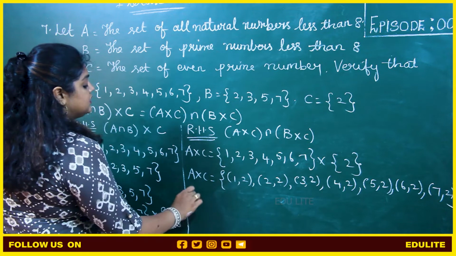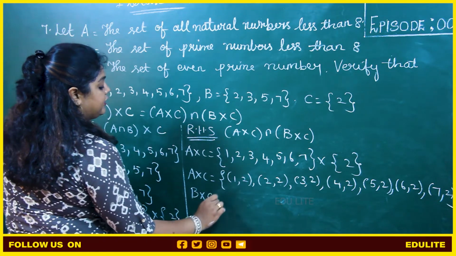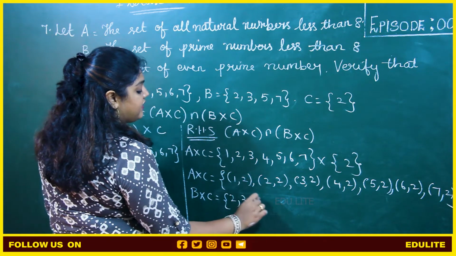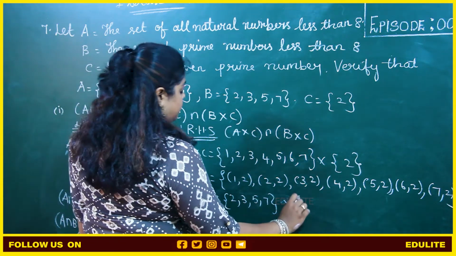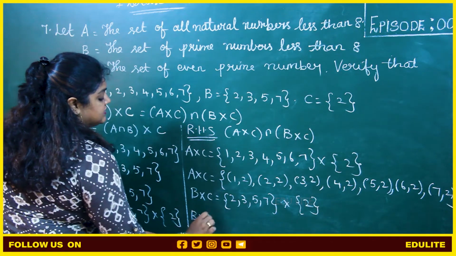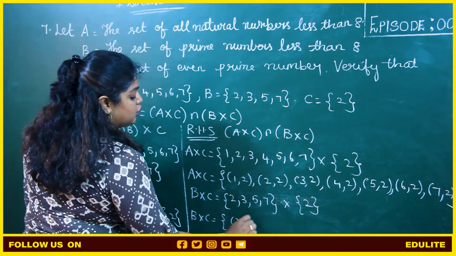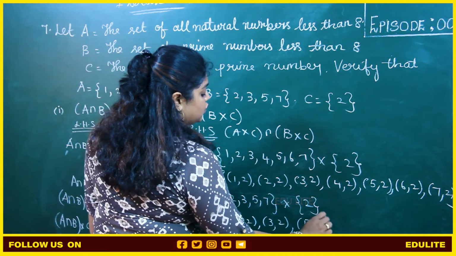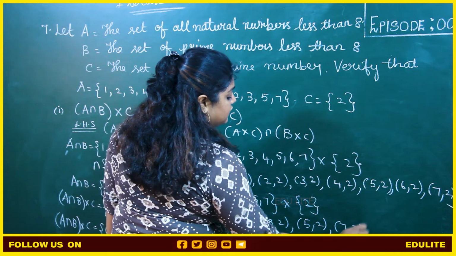Next, similarly we have to find out B cross C. What is the set B? 2, 3, 5, 7. Cross product it with C, 2. B cross C will give us (2, 2), (3, 2), (5, 2), (7, 2).